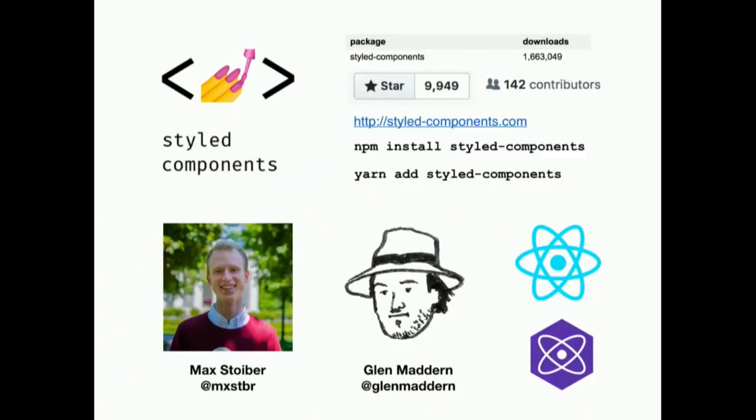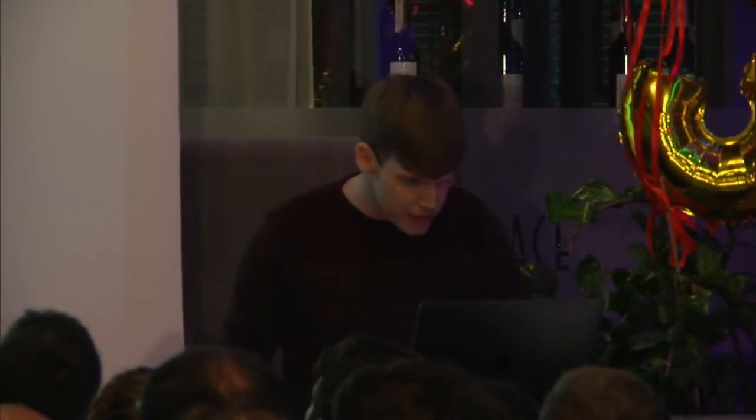So I'm actually going to do a bit of live coding. Hopefully it'll go well, though I'll probably make loads of spelling mistakes. I'm going to use styled-components. As you can see, it's got 1.6 million downloads on npm, almost 10,000 stars, 142 contributors. You can install it via npm or yarn if you want to be trendy. It was originally created by Max Stoiber and Glen Maddern.